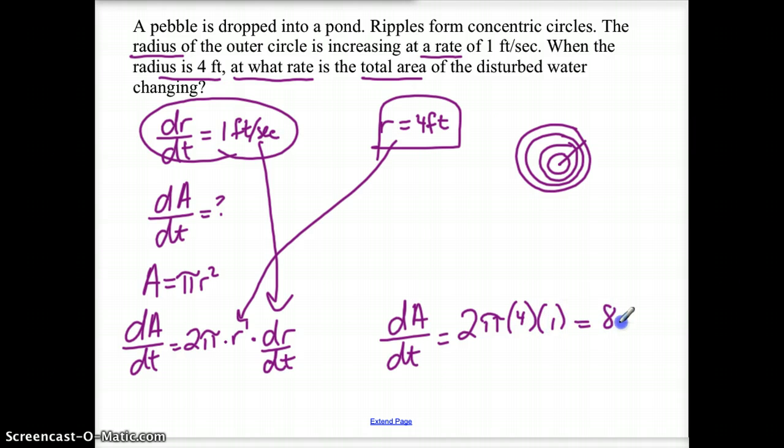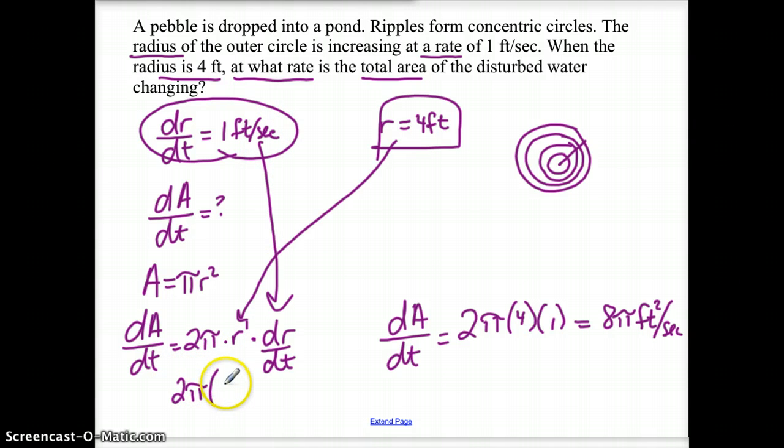So our answer is 8 pi. And what would the units be? For area, based on feet, it's square feet per second, because it's a rate of change. It's per time, and our time is measured in seconds. You can analyze the units.